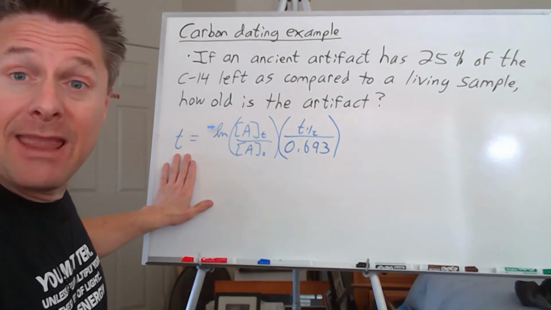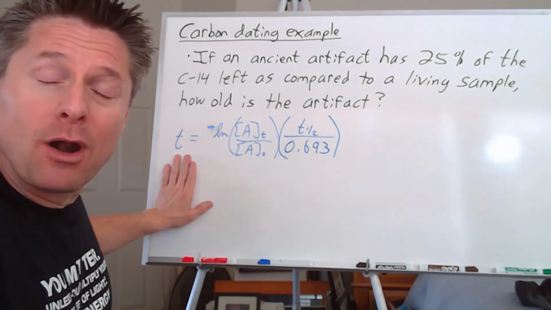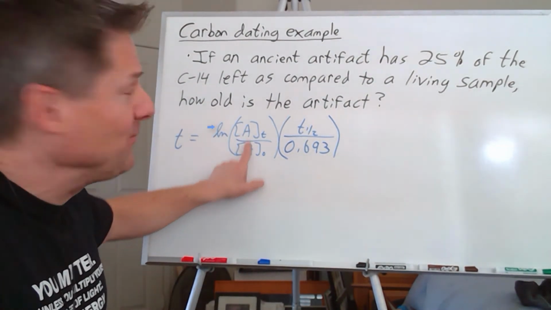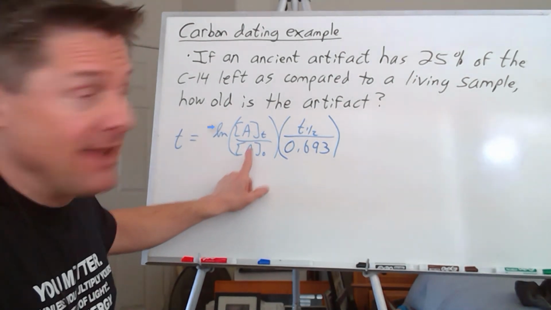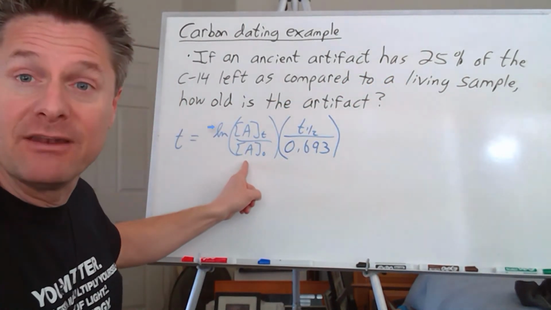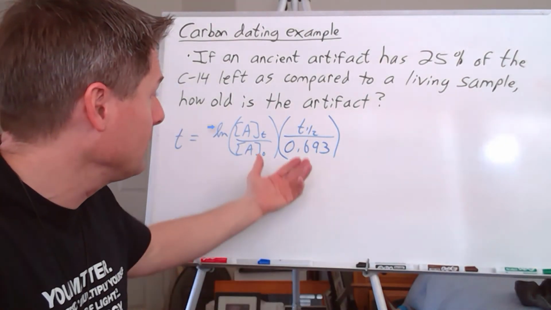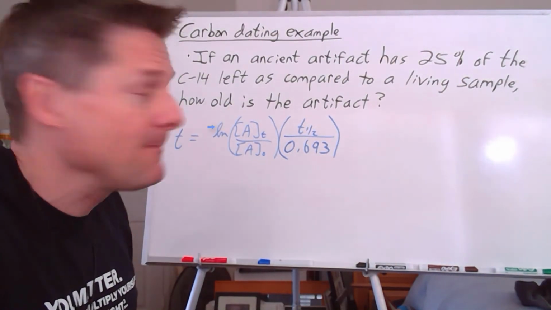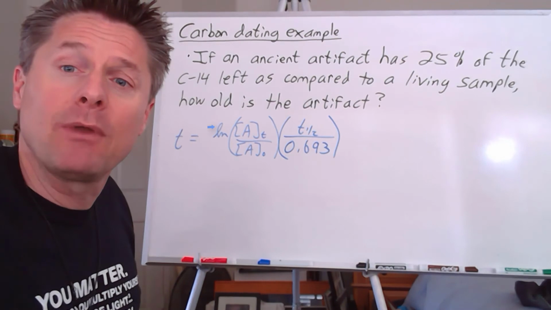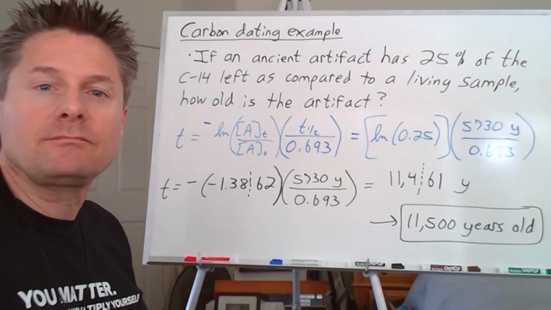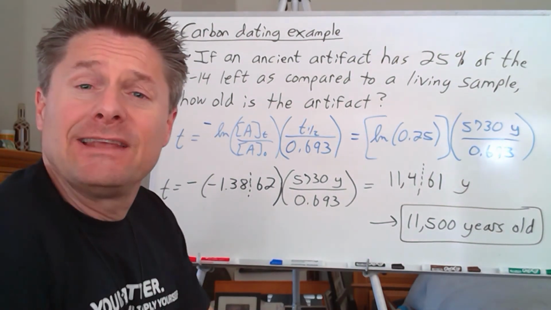Well, we know the time elapsed since that artifact was created. How old it is equal to the log of AT over A naught, and that's the percentage, right? So you can put 0.25 in for that ratio, times the half-life, which we know is 5,730 years, divided by 0.693. Calculate that. See if you get what I get, and we can get a rough estimate how old this artifact is. Ooh. All right, did you get what I got here?